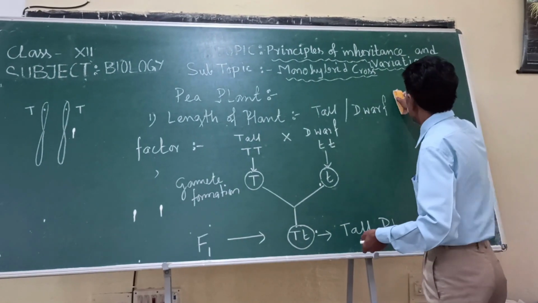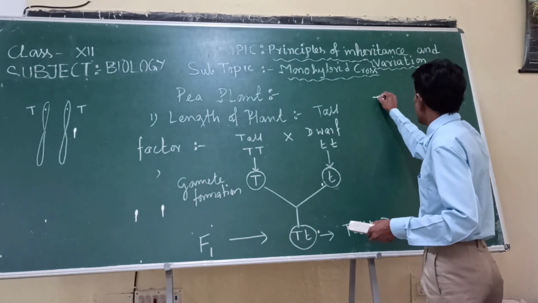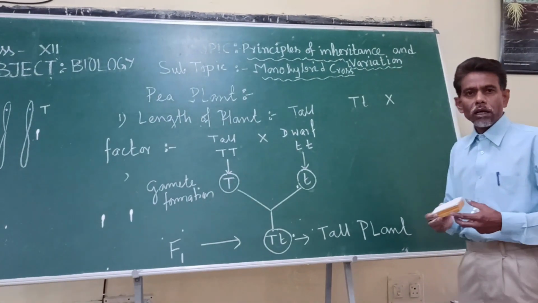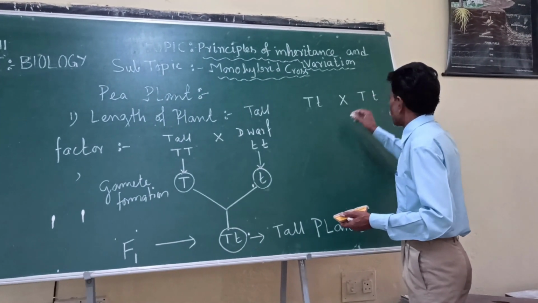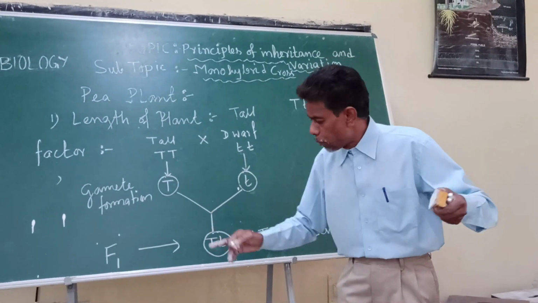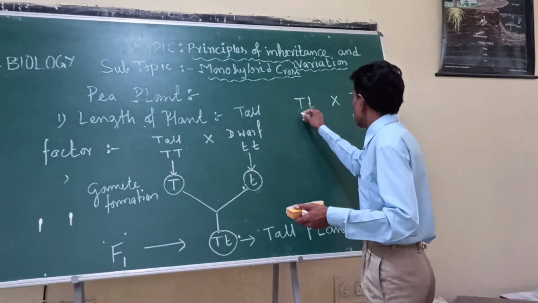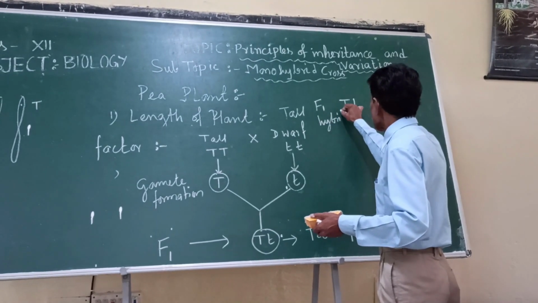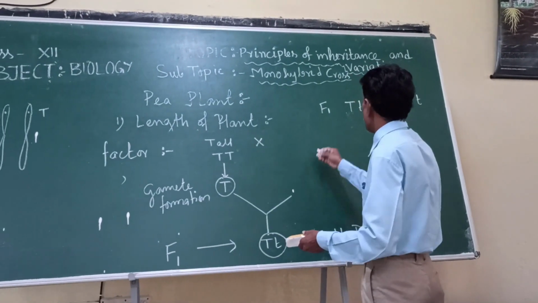Now, when the F1 plant, capital T, small t, is crossbreeded with another F1 plant, meaning when the same F1 plants are taken for breeding, these are the F1 plants, the F1 hybrid. This is the F1 hybrid.